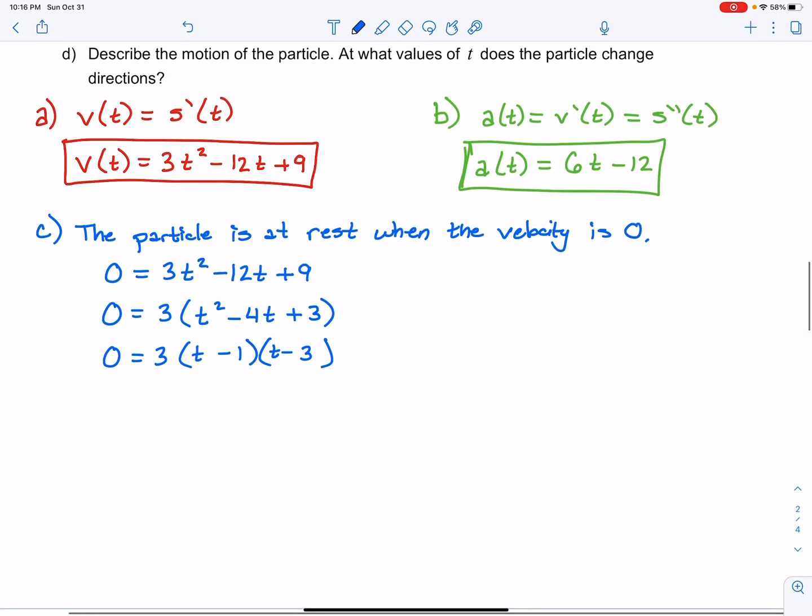So then if we take each of our factors that have a t involved and set them equal to 0, we can solve for t. So we have t minus 1 equals 0, t minus 3 equals 0, which means that t is 1 and t is 3. So the particle is at rest at 1 second and at 3 seconds.